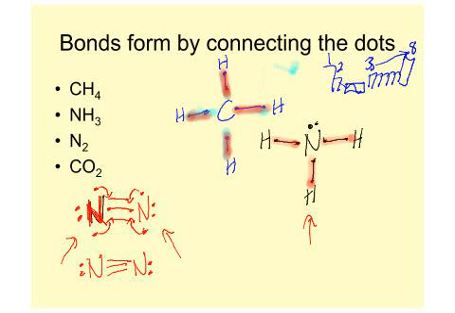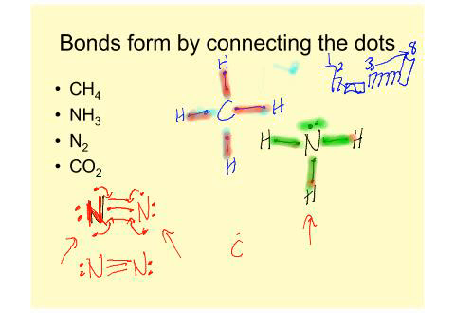Looking at ammonia, I'll go green for that. It gets 2 for its lone pair, plus 2 for the bond. So pair, 4, 6, 8. Okay. And N2 has 8 as well.